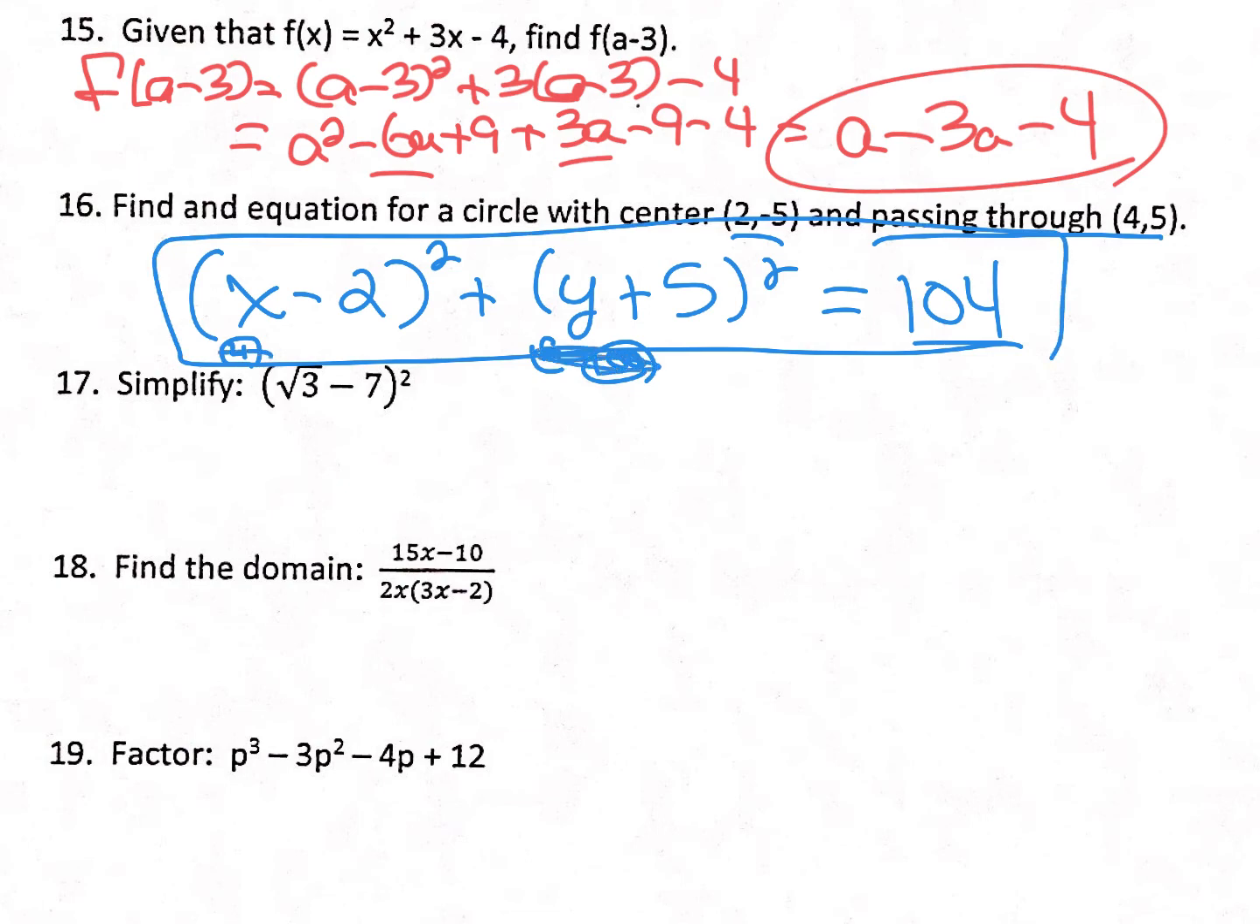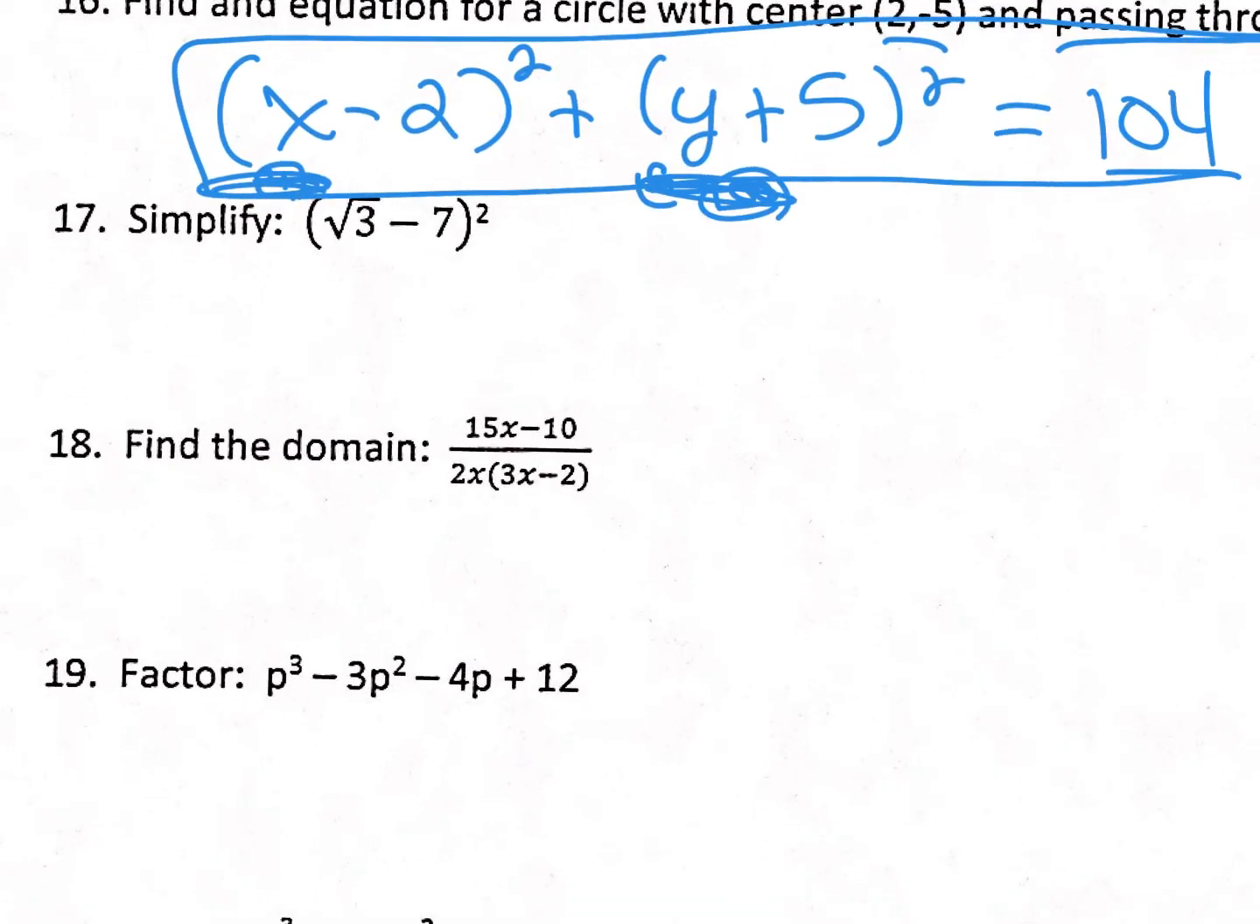You don't need these numbers down here. I'll just use those numbers so I can get the 104. That's not part of your answer. You should have an x and a y, the squares, a plus sign, and the r squared on the other side. 17 just says simplify.